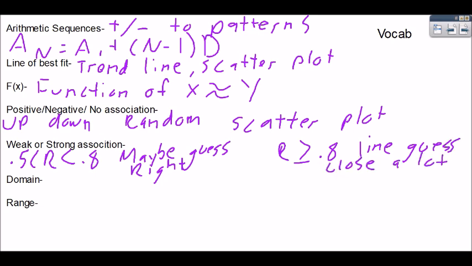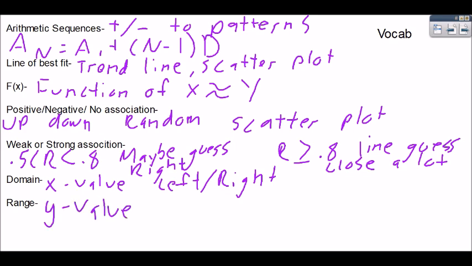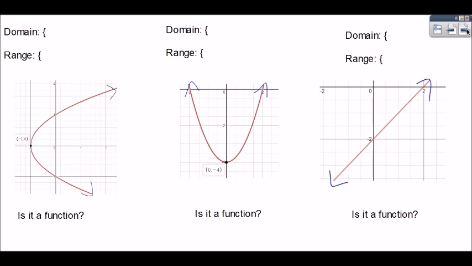Domain is all of our x values, and it's how far left to right our graph goes. And then range is our y values, and it's always down to up. Okay, so I have a couple graphs for us. I want us to find the domain and range of each graph, and then do a quick review. Is it a function?